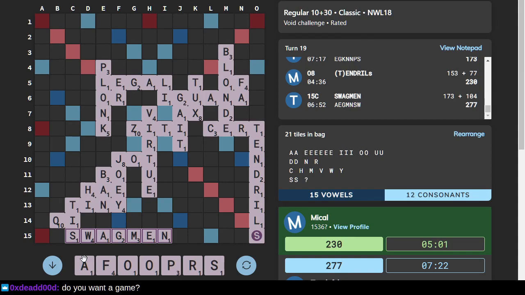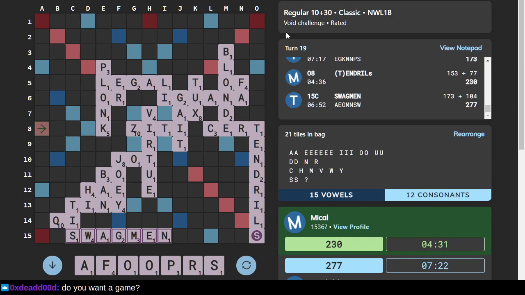Just made up a bingo. We're making up words today, guys. All right. Does it even matter what it means? Well, maybe. But yeah, men's a suffix, and swag is pretty cool, so swagman. Sure, why not? We'll have to get a definition on this one.